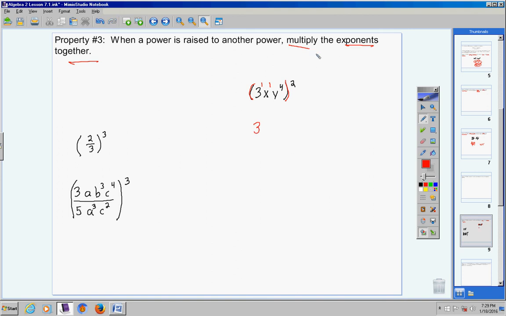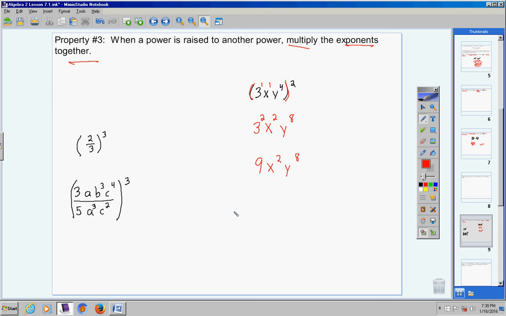You multiply the exponents. 2 times 1 is 2. 2 times 1 is 2. 2 times 4 is 8. Now we're almost done. There's nothing you can do with the x and the y, but 3 squared is 9. So your final answer is 9 x squared, y to the 8th.